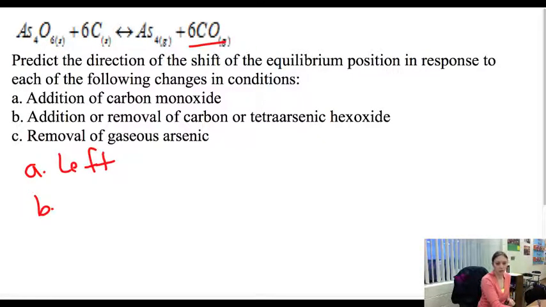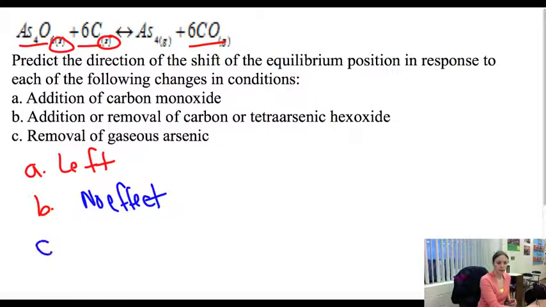B, if you add or remove carbon or tetraarsenic hexoxide, which would be these two, well, what we notice about those two is those are actually solids. Solids have nothing to do with equilibrium, so those actually are going to have no effect on which way this goes. It needs to be a liquid, a gas, or aqueous. Now if I remove some arsenic, remove some of this, then it's going to shift this way to get more of what I just lost. So it's going to shift to the right.